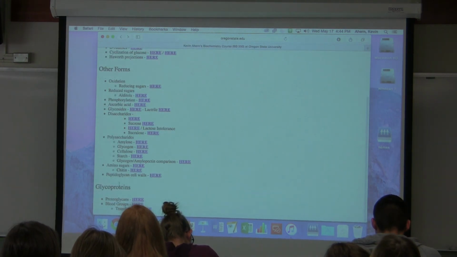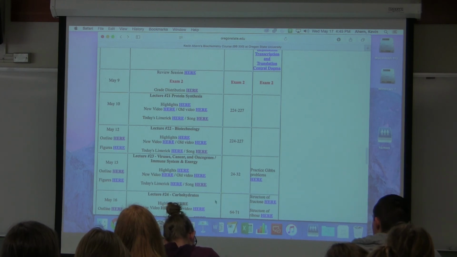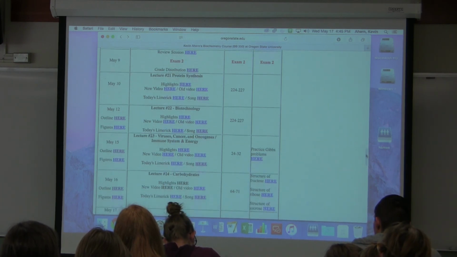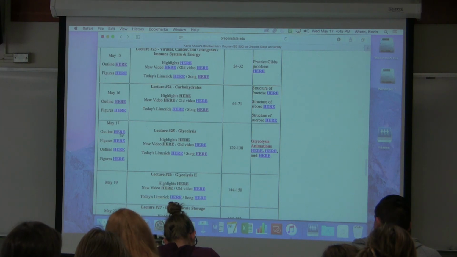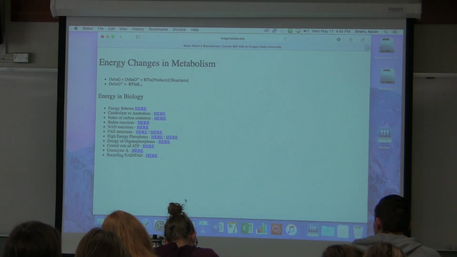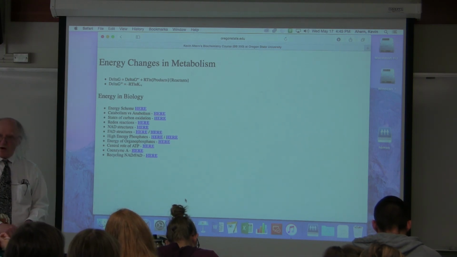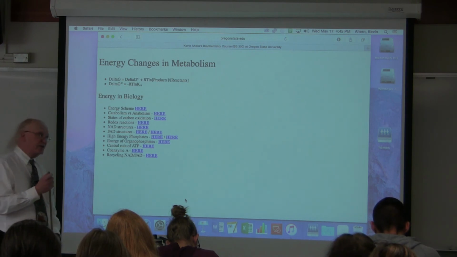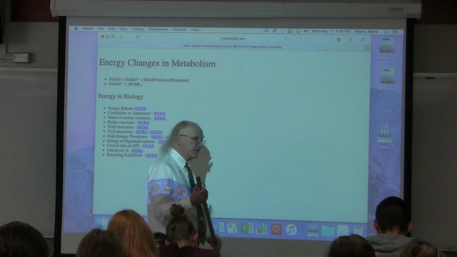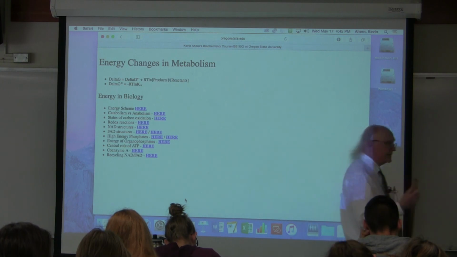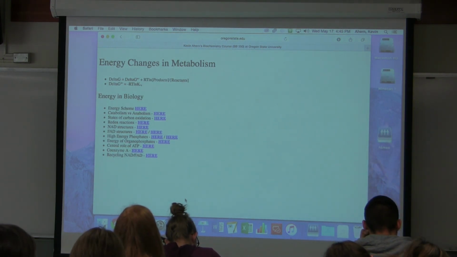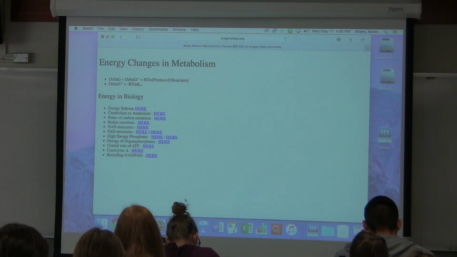And I just want to introduce the topic of glycolysis before I turn you loose. We've been talking about the structure of carbohydrates. And as I said, we're turning our attention to the process of glycolysis and metabolism in general. As we talk about metabolism, we have to start thinking about energy.